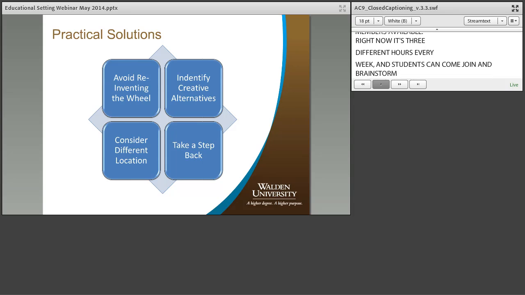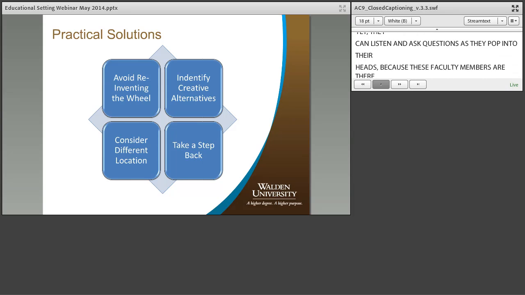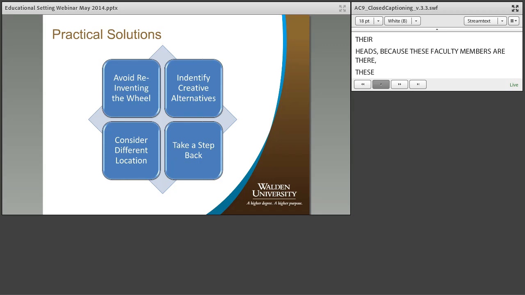Students can come join and just brainstorm these types of solutions, or even if they're very early on and they don't quite know what the issues are yet, they can listen and ask questions as they pop into their heads, because these faculty members and IRB members are there in order to just broadly explore IRB solutions and ethical issues with students.